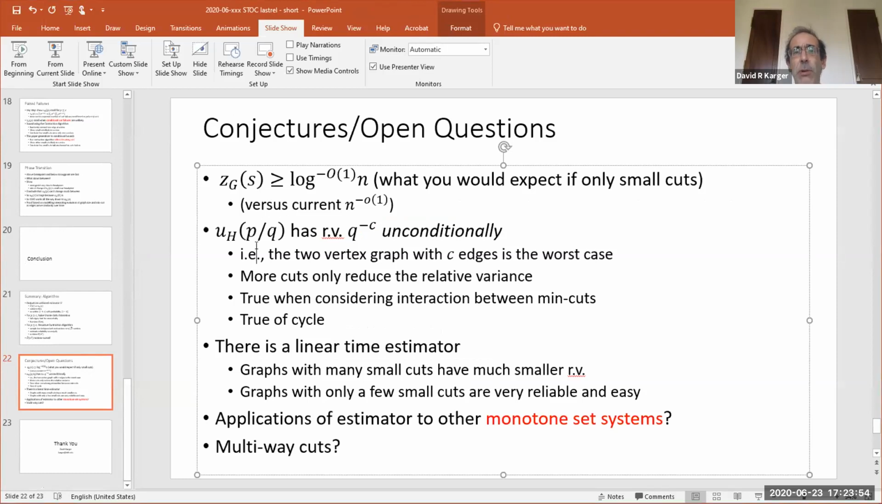There are also some interesting questions about multi-way cuts that I haven't investigated, the probability of the graph disconnecting into 3, 4, 5 pieces, and I think that the techniques here should apply there as well.